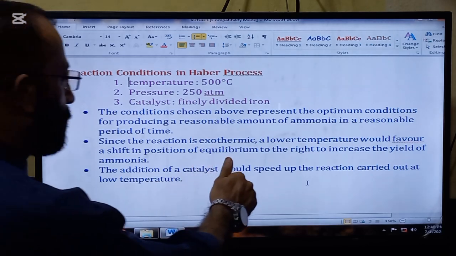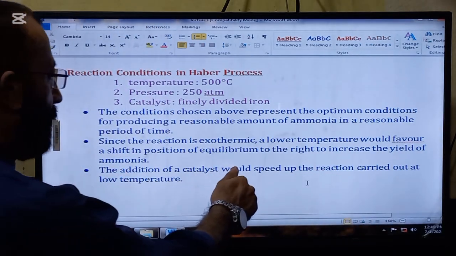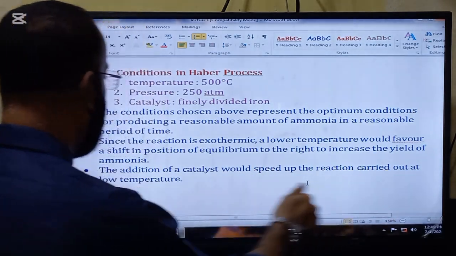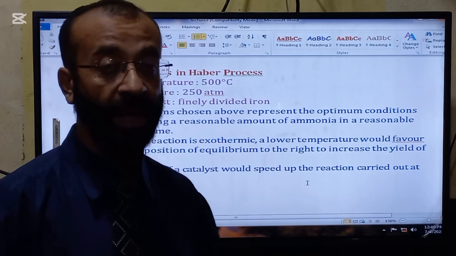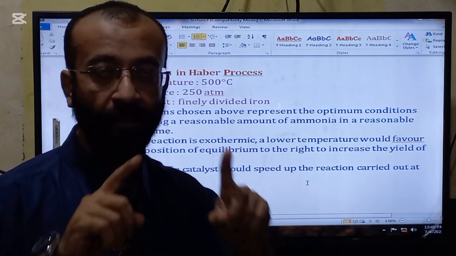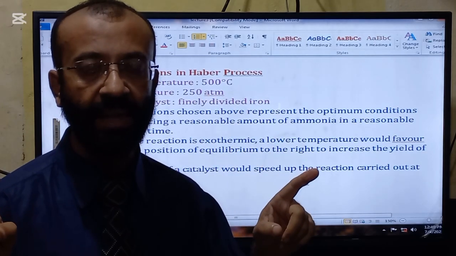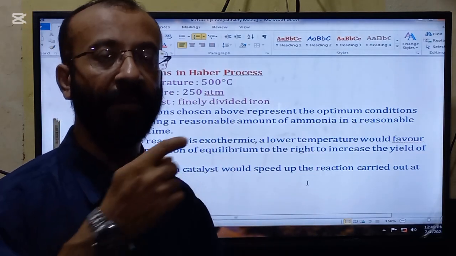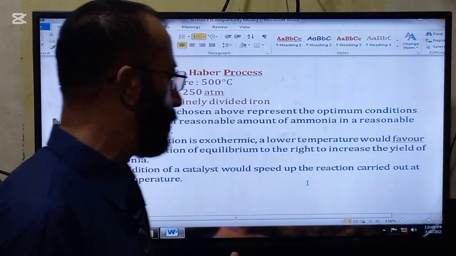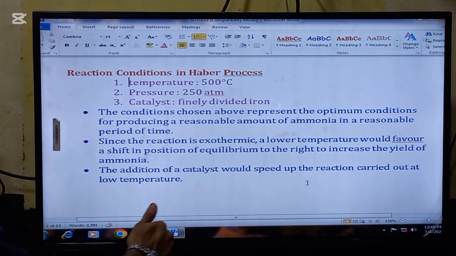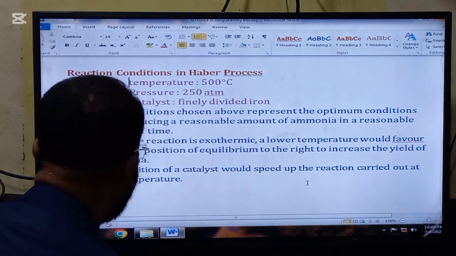Since the reaction is exothermic, a lower temperature would favor a shift in the position of the equilibrium to the right to increase the yield of the ammonia, because an exothermic reaction is a reaction in which heat is given out. So if we make an arrangement in which we can decrease the temperature of the environment, that will favor the reaction, so the maximum output can be produced. The addition of a catalyst would speed up the reaction carried out at low temperature.